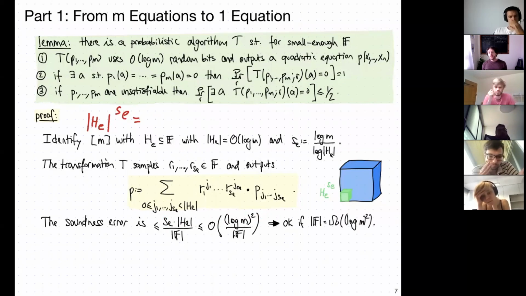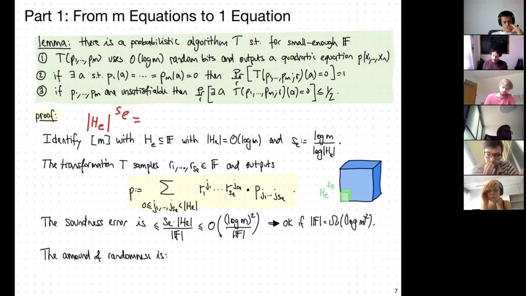Sorry, what is B sub G1 through GSE? It's just the way that we combine the polynomials. So you combine the first polynomial according to R of J1, and so on. This is just the way that we do this multilinear combination of the polynomials. And I think we'll also see that in the next slide, so maybe it will give a different perspective.